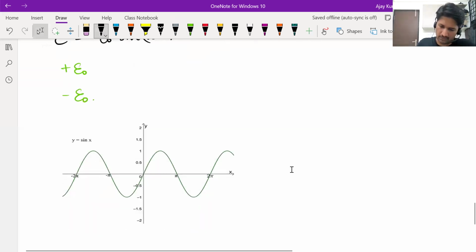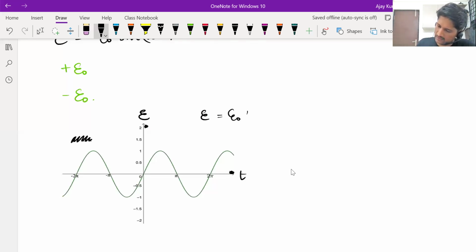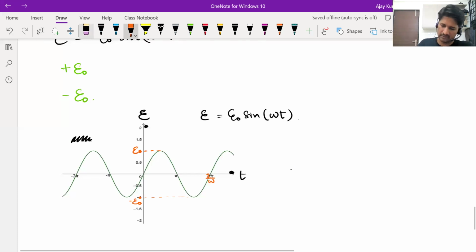So this is the graph of y is equal to sine x. But if you change it, on the y-axis you take EMF, on the x-axis you take time. You change the graph to E is equal to E naught sine of omega t. Then what you will see is that the peak value will be E naught, instead of plus 1. And the negative peak will be minus E naught. And the period of repetition will be 2 pi by omega, not just 2 pi. It will repeat after every interval of 2 pi by omega. Okay, that we have already discussed.